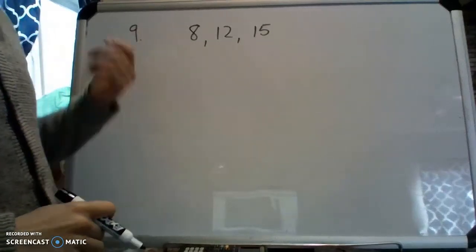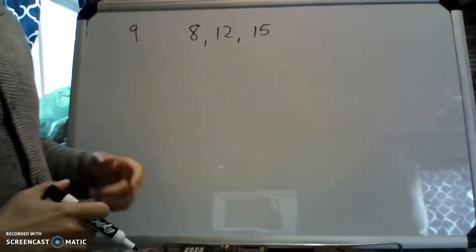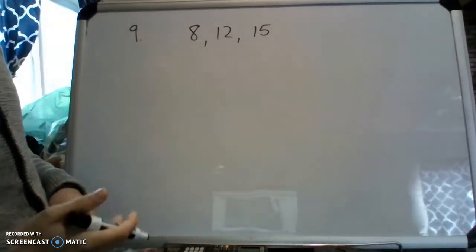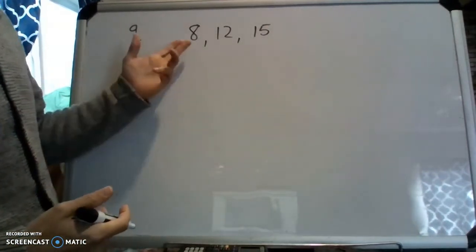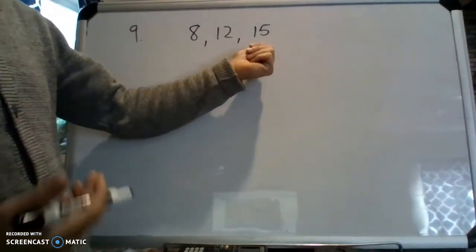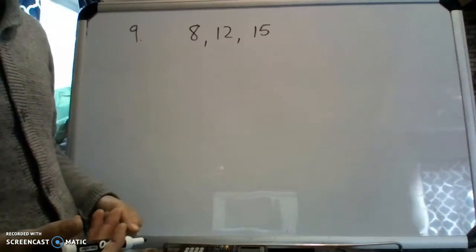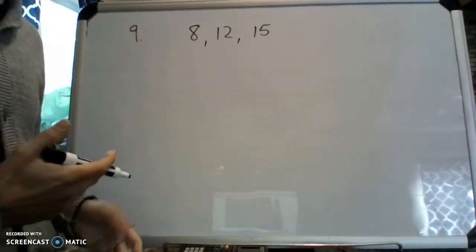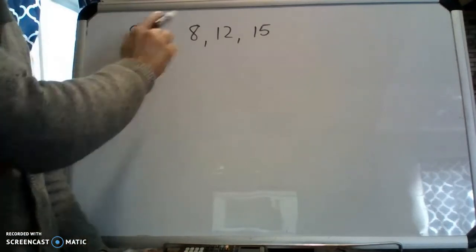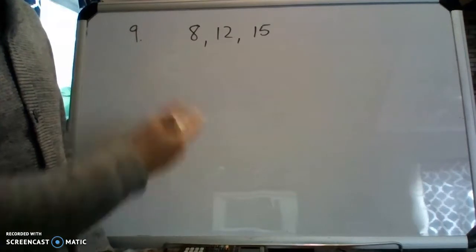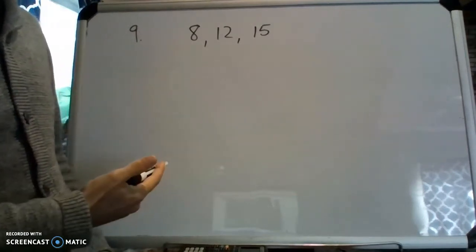For this section of questions, we're going to look at 9 through 12, and the instructions are all the same for these questions. If you look at your review, you'll see it's giving you three numbers. It's telling you that these numbers represent the lengths of the sides of a triangle, and it's asking you to use the converse of the Pythagorean theorem to decide whether this triangle formed by these lengths would be a right triangle, an acute triangle, or an obtuse triangle.